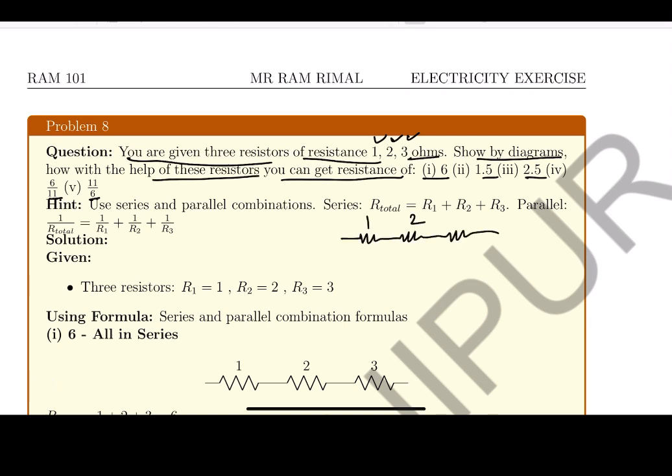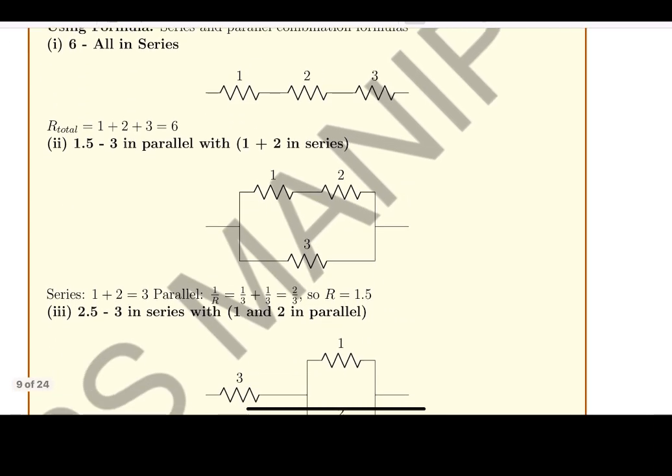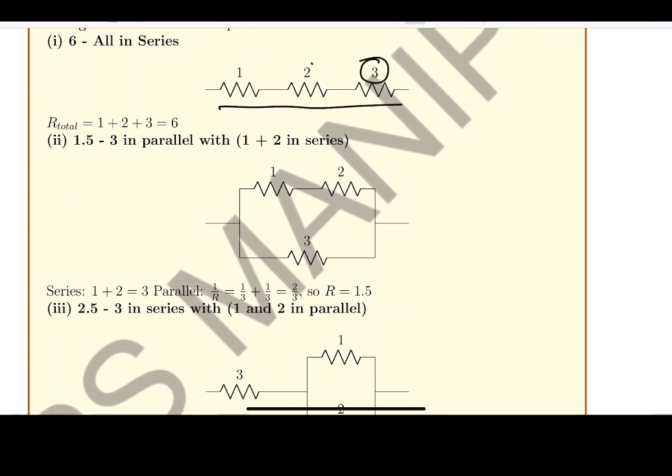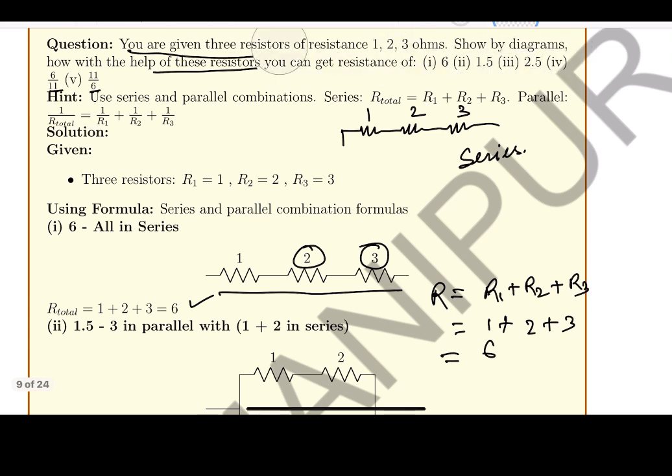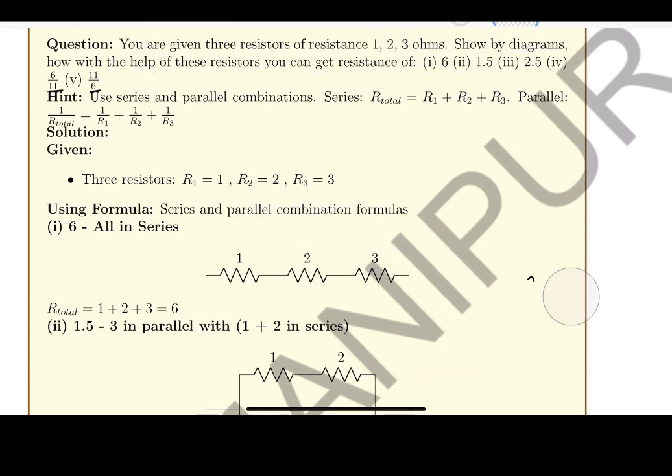First you connect in, you don't know what the question is. Look, they are asking very different questions, right? First you take these three and connect in series. Okay, when you connect these three in series, R is equal to R1 plus R2 plus R3. 1 plus 2 plus 3, 6. Okay, I got 6. Now is the question asking us anywhere for 6? Yes, the first one is 6. So if I connect 3 resistors in series, I got 6.